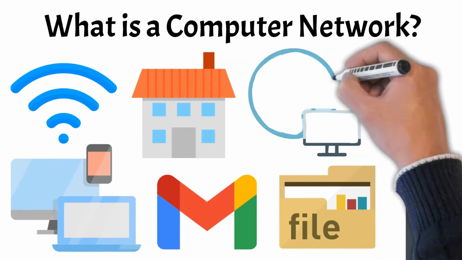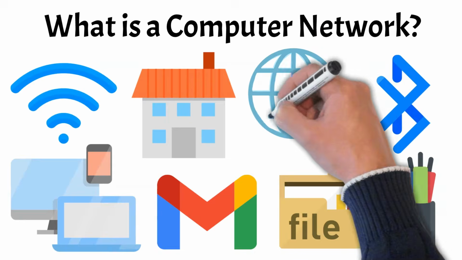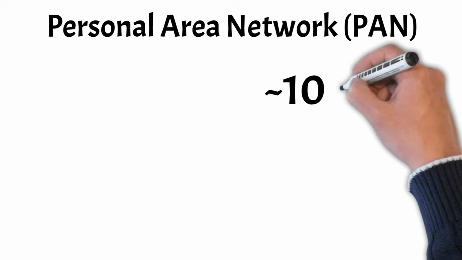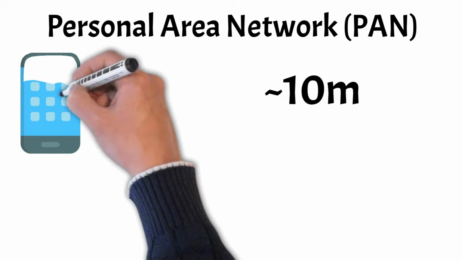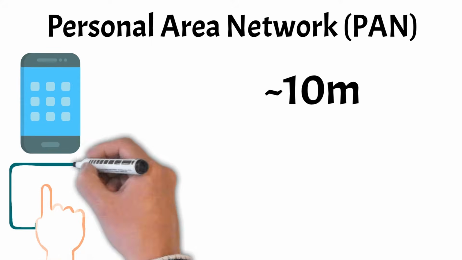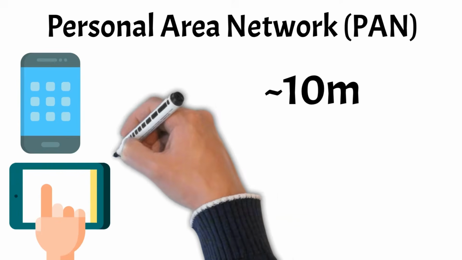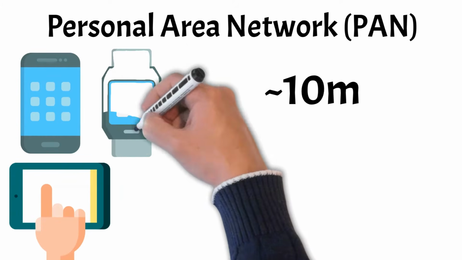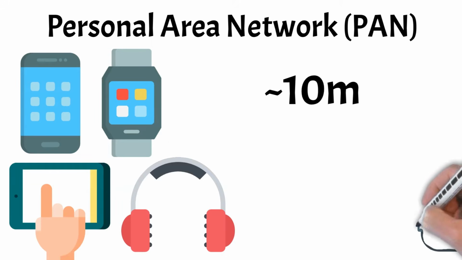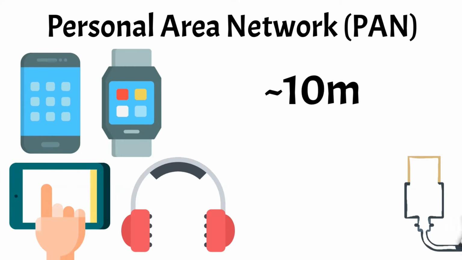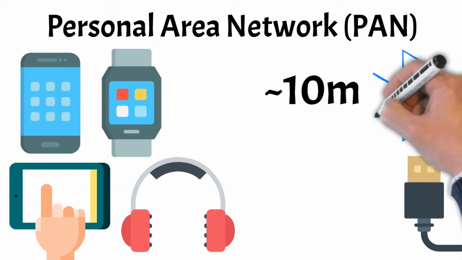Now let's explore the various types of networks you might encounter in everyday life. Let's start with the smallest network type, Personal Area Network, PAN. A PAN is designed to connect devices within a very limited range, typically around 10 meters. It's commonly used to link personal devices like smartphones, tablets, laptops, smartwatches, or wireless headphones. PANs can be wired, using USB or FireWire connections, or wireless, utilizing technologies like Bluetooth or infrared.